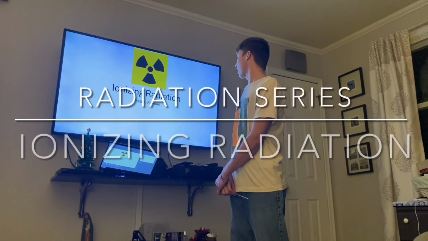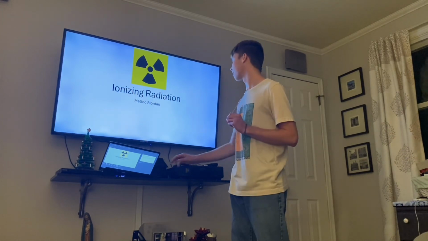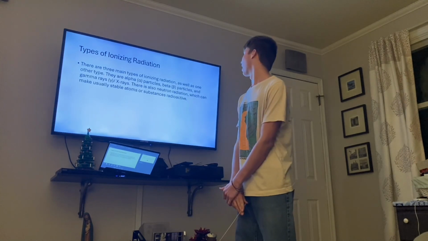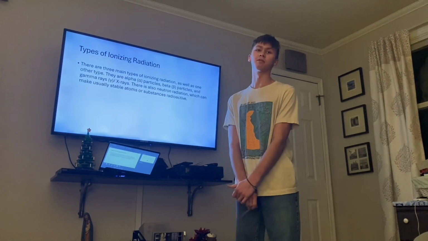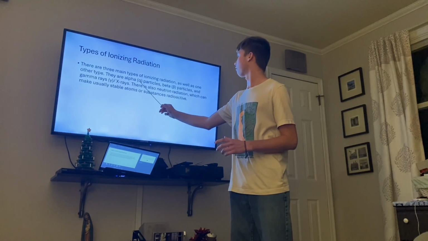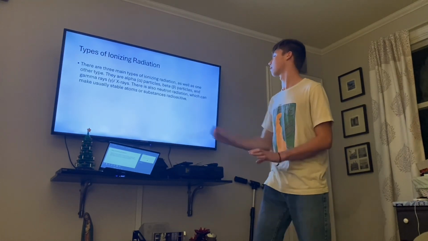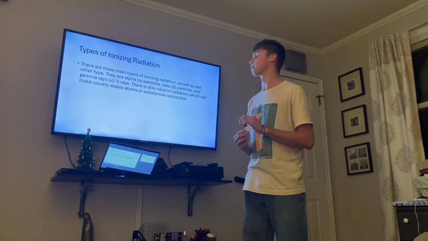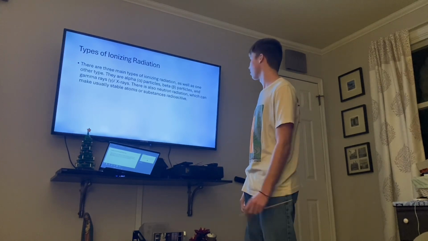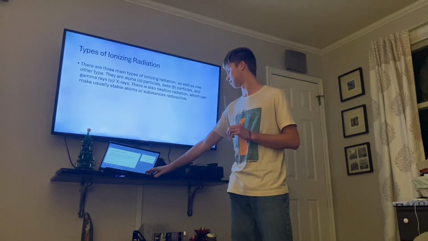Today I will be giving the second part of my series on radiation, and this one will be more generally about ionizing radiation. There are three main types of ionizing radiation, as well as another type that is not generally included in these categories. There are alpha particles, denoted by the Greek letter alpha, beta particles with the Greek letter beta, and gamma rays, Greek letter gamma, or X-rays, which is debated on whether they're very similar. And there's also neutron radiation, which can make usually stable atoms or substances radioactive.